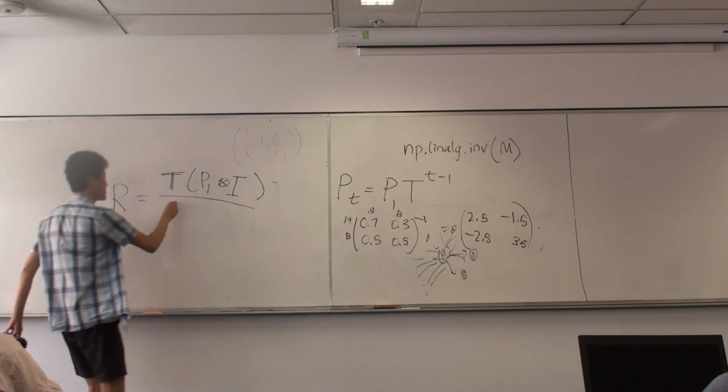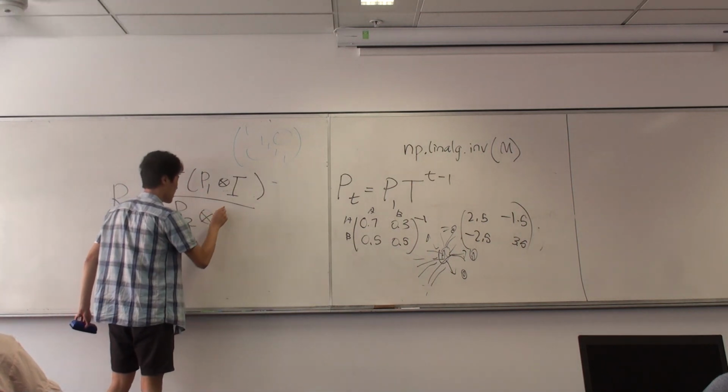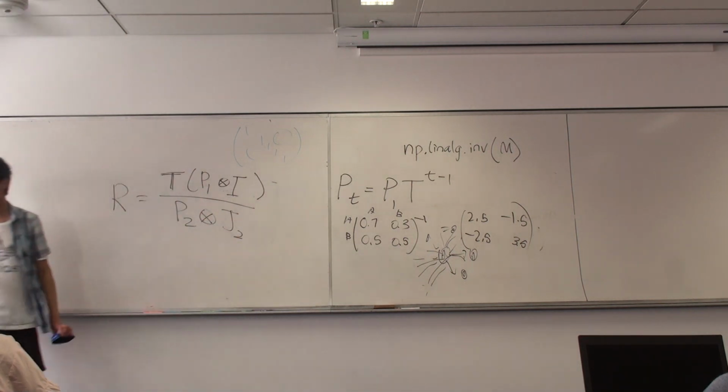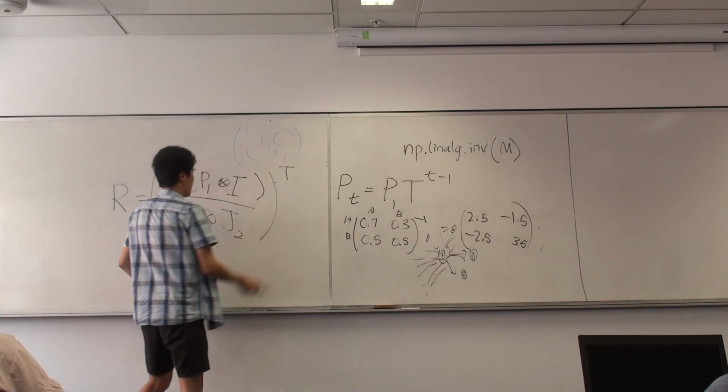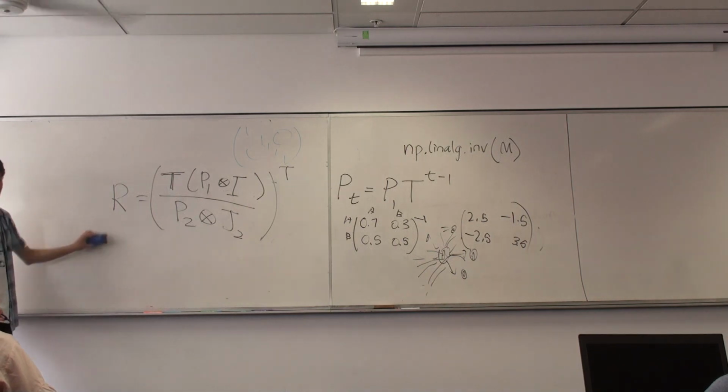Divided by E times 2. Element multiplication times the number of... I'll tell you what I mean later. And transpose. That's the reverse probability matrix.